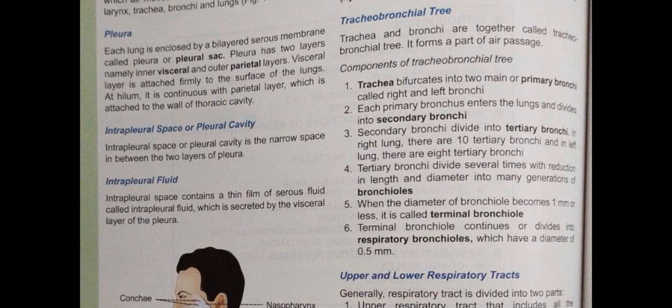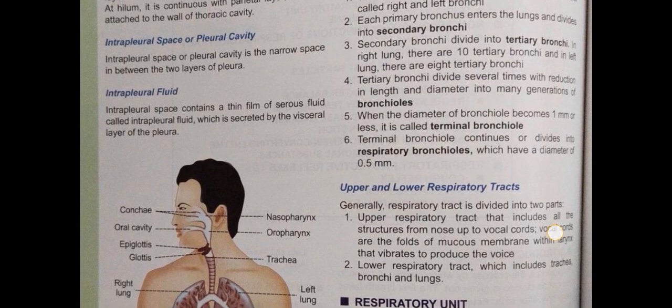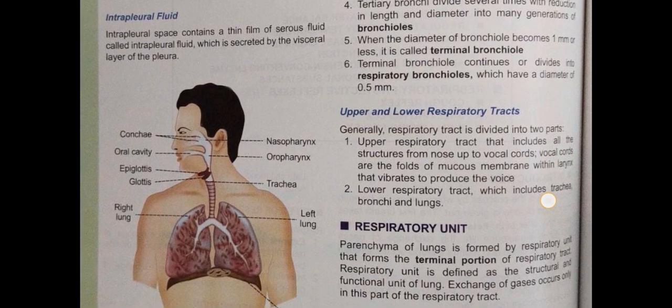Tertiary bronchi divide several times, with reduction in length and diameter, into many generations of bronchioles. When the diameter of a bronchiole becomes 1 mm or less, it is called a terminal bronchiole. Then the terminal bronchiole divides into respiratory bronchioles, which have a diameter of 0.5 mm. Upper and lower respiratory tracts.